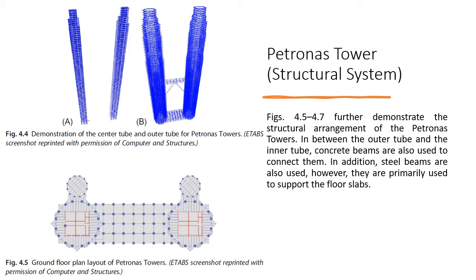Figures 4.5 to 4.7, later on in this report, we will see. These figures further demonstrate the structural arrangement of the Petronas Towers. In between the outer tube and the inner tube, concrete beams are also used to connect them. In addition, steel beams are also used. However, they are primarily used to support the floor slabs. Figure 4.4 demonstrates the center tube and the outer tube of Petronas Towers.